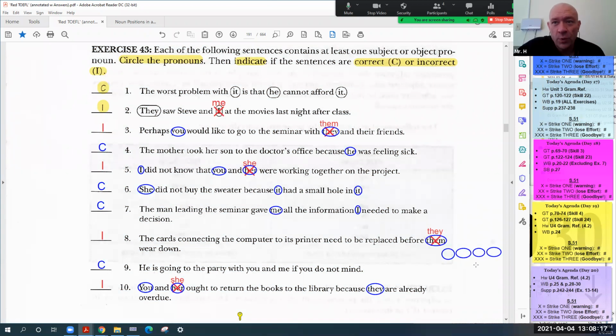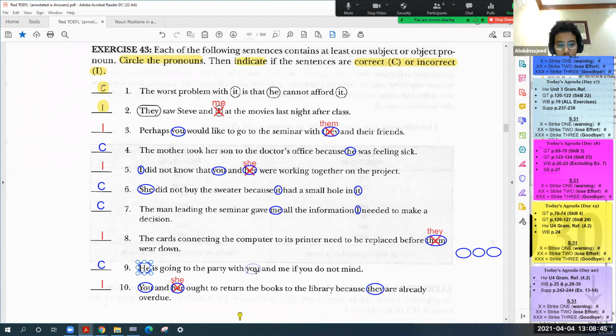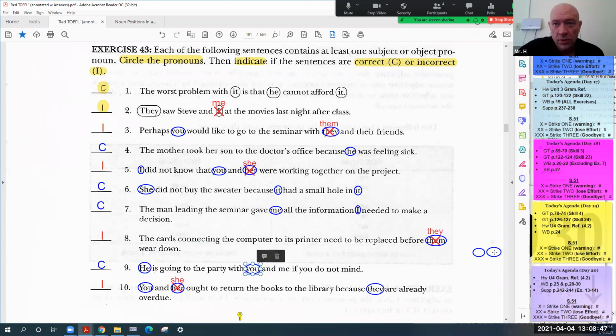How about number eight? Where do I put my circles in eight? Them. No, we already did. Sorry, we did eight. Number nine. How about number nine? He, you. He. What kind of pronoun? Subject. And then? You. Is that okay? Yes. Subject. Okay. And then?